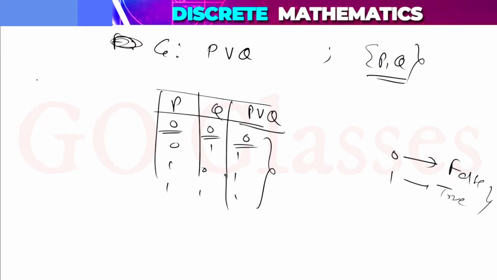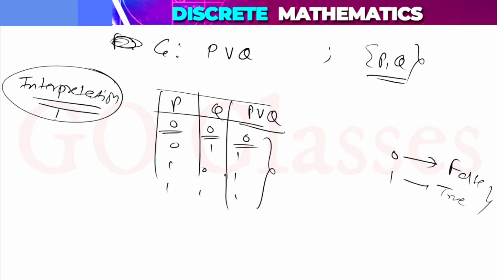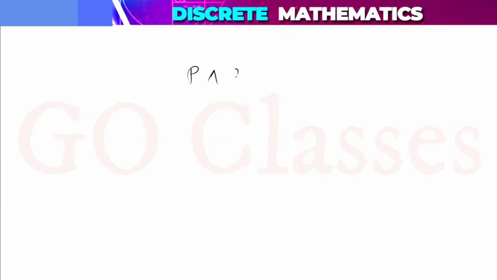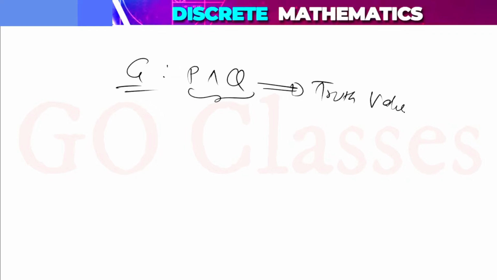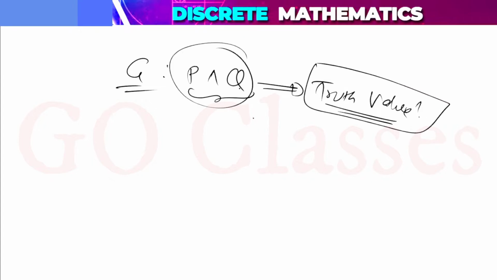Now in this example, let's see what is the meaning of interpretation. The definition of interpretation is very simple. What are all the things that you require to say the truth value of g? If I give you this formula and directly ask you what is its truth value, you will say that I cannot tell you because I don't know what is the truth value of p and what is the truth value of q.